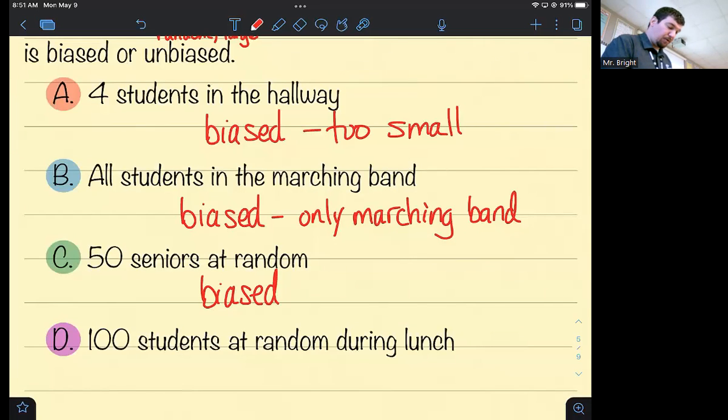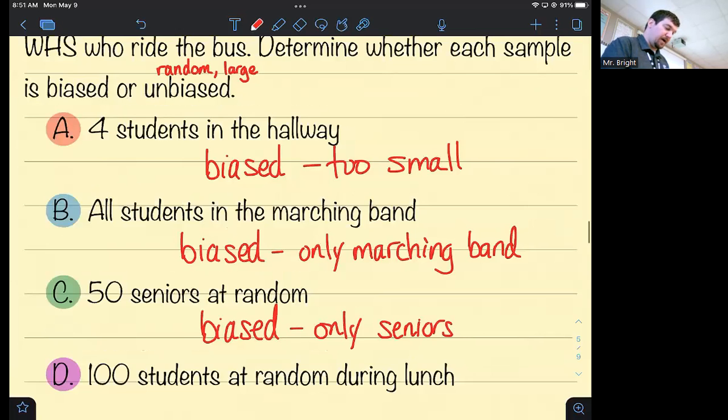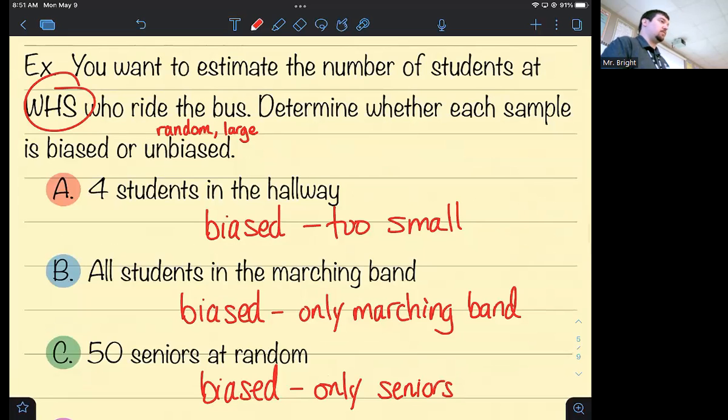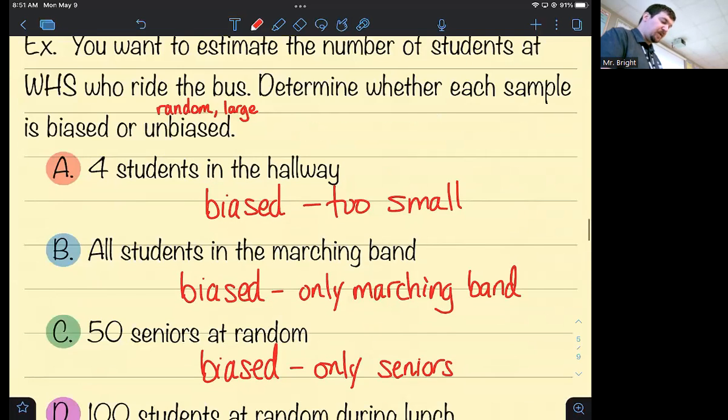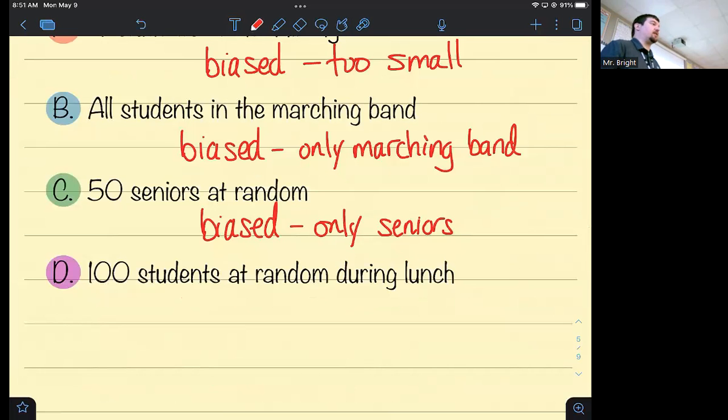Now, if your sample was only the seniors, then of course you're only going to ask seniors, but it was students at Western High School. So that's only one part of our population. What about 100 students at random during lunch? This would be unbiased. Now there are, I believe, 3 lunch periods in the high school like there are in the middle school. So you'd want to make sure you are asking people from every one of the lunch periods. But as long as you're doing that to get your 100 people, you'd be fine.